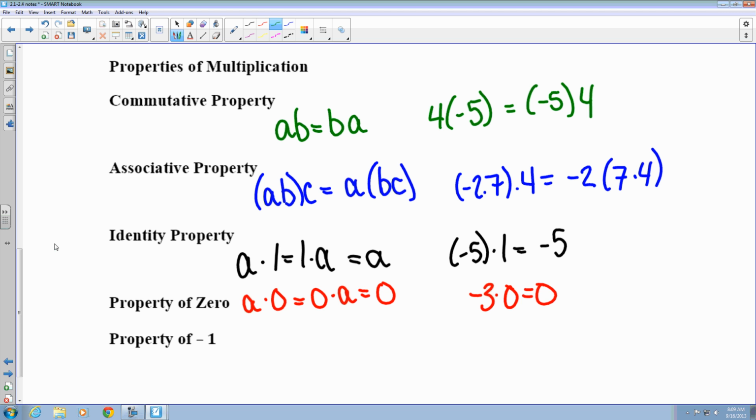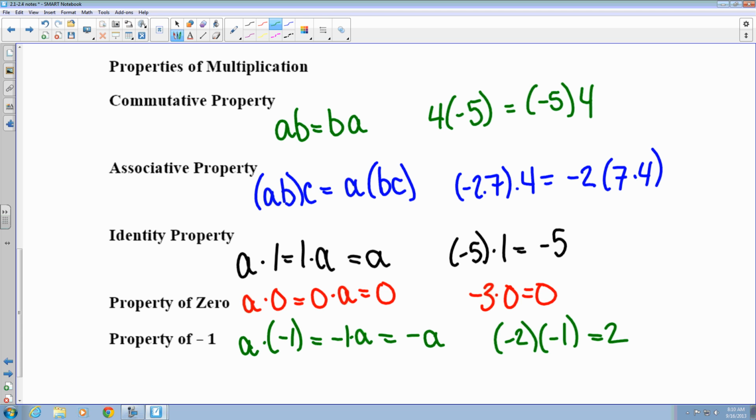Lastly, the property of negative 1. Any number times negative 1 is negative whatever you started with, or opposite if you start with a negative number. So negative 2 times negative 1 is positive 2.